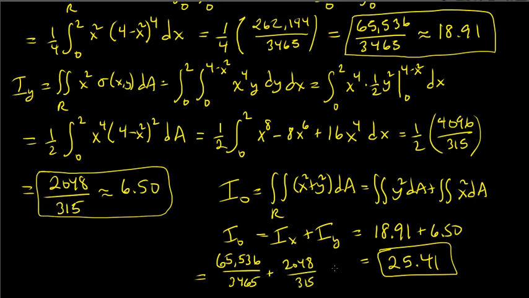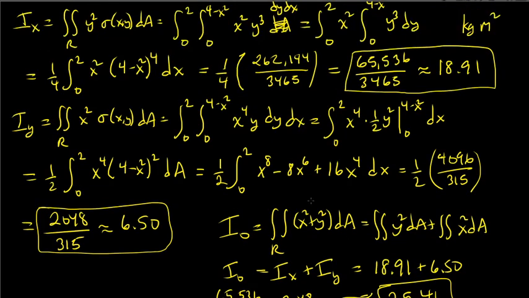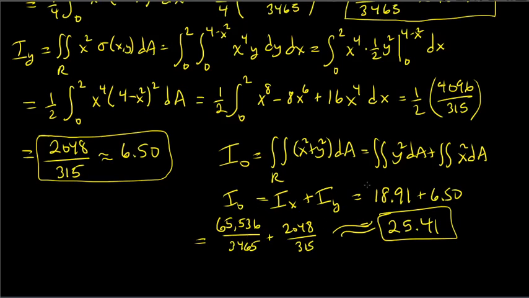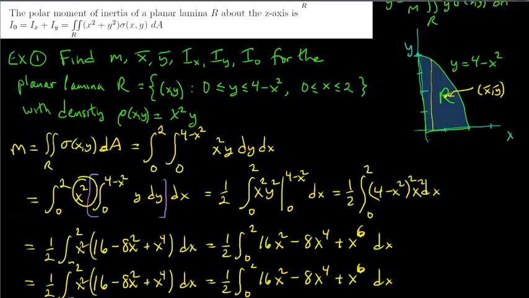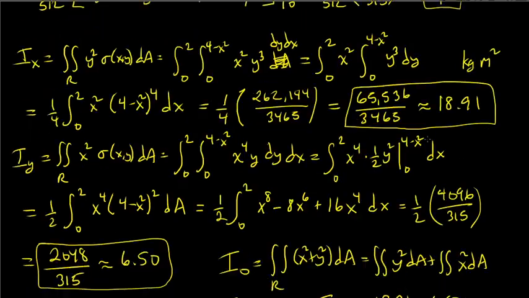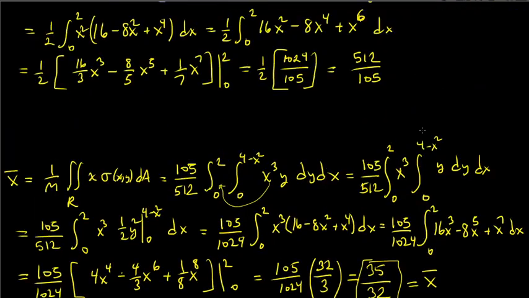So you're welcome to do that, but it is approximately 25.41. So yeah, to get the polar moment of inertia, all you have to do is add Ix plus Iy, the sum of the two moments of inertia about the x-axis and y-axis. Okay, so I don't know about you, but I'm pretty exhausted from doing all that, at least mentally exhausted.